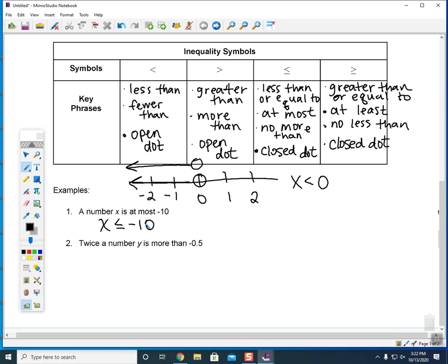My next one, twice a number y, is more than negative 0.5. So I'm going to start at the beginning. Twice the number y. Well, I know to write that. It's going to be 2y. 2 times y is more than, it's greater than, negative 0.5. 2y is greater than negative 1/2.